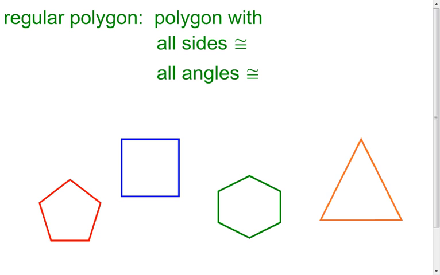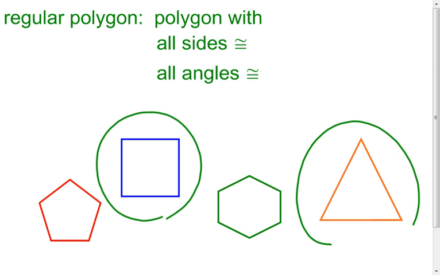Now, regular polygon. I think of regular polygons as something special. Those are polygons where all the sides are congruent and all the angles are congruent. This is probably one right here that's familiar to you. The regular quadrilateral, also known as the square. This one may be familiar to you, the regular triangle, also called equilateral.